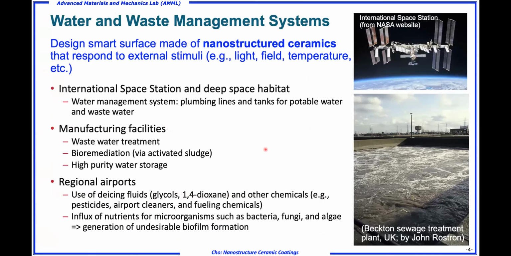And also a more recent application we are currently working on is the water and waste management system. So basically we try to generate nanostructured ceramics that can respond well to external stimuli, such as light, field, and temperature. So we had a project from NASA. They are interested in a water management system for the International Space Station or deep space habitat programs.